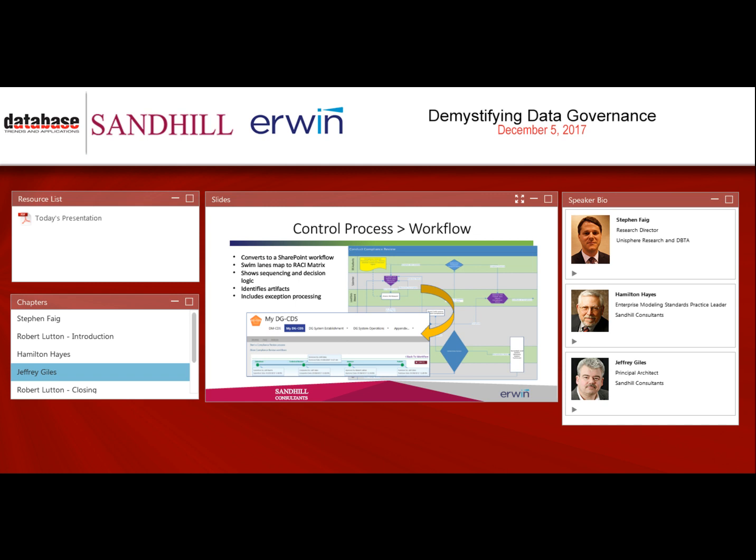That is, this business term, let's say, is it an approved term? Is it simply a candidate to be approved? How far along in the process is that? So that's your control process workflow that will allow you to visualize that as it moves through the system.